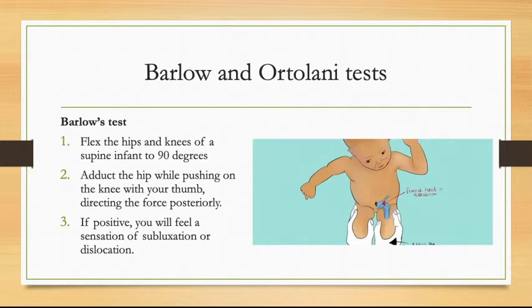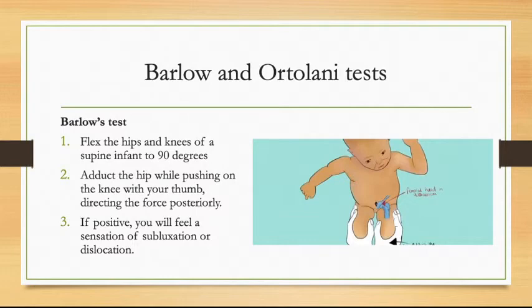So after you've done those, you can do the Barlow and Ortolani test to look for hip dysplasia. How I remember it is Barlow, B is bad. You're basically trying to dislocate the child's hip. What you do is make sure that the child's hips and knees are flexed at 90 degrees, as you can see on the diagram on the right. You put the legs together and then you push down on the knee with your thumb, directing the force towards the back.